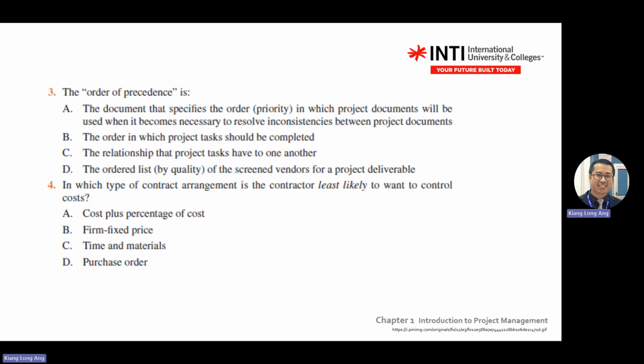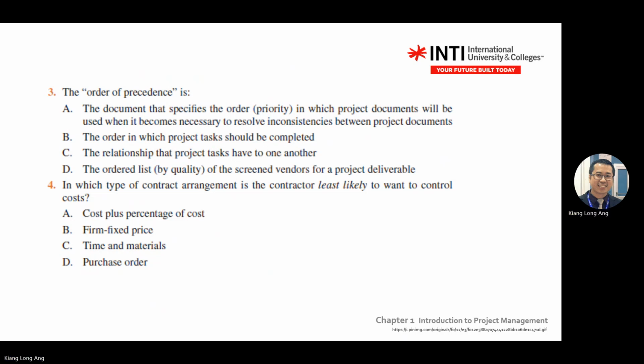For example, you build a house, this is wall, and then this is roof. Before you build the roof, you must build the wall first. So wall is the precedence of roof. Means that you must do something first, then only you can do that. Okay.